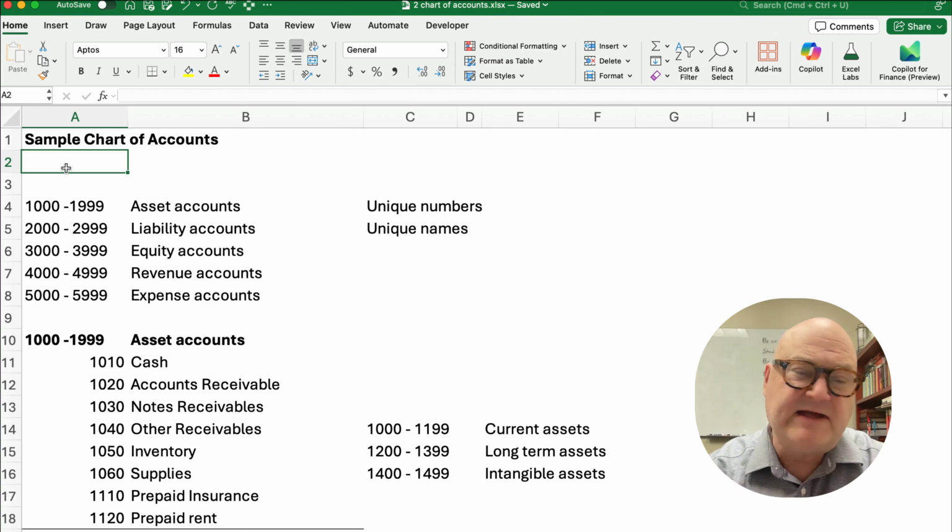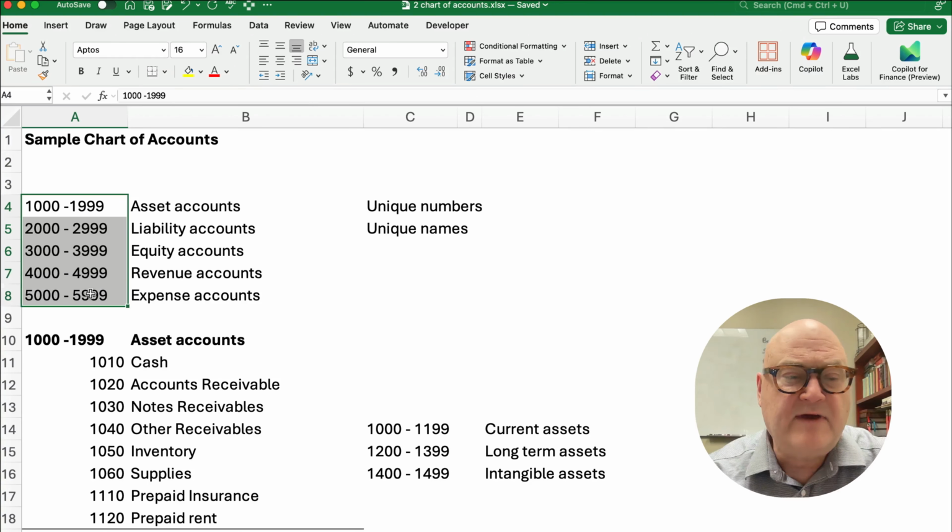So I've just set up a simple sample chart of accounts. Let me give you a couple of tips on a chart of accounts. It's going to list all the accounts you use in your business. And so you'd have a numbering system. So maybe everything that's 1,000 up to 1999 are the asset accounts.